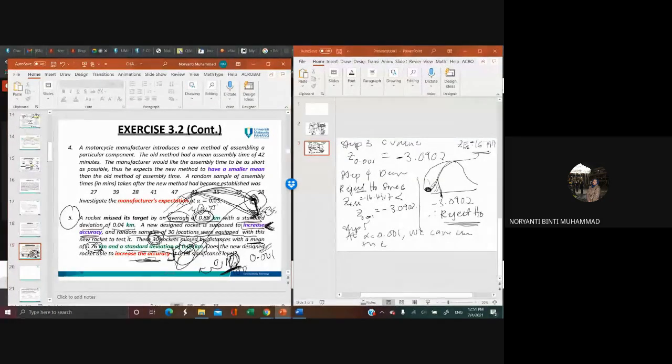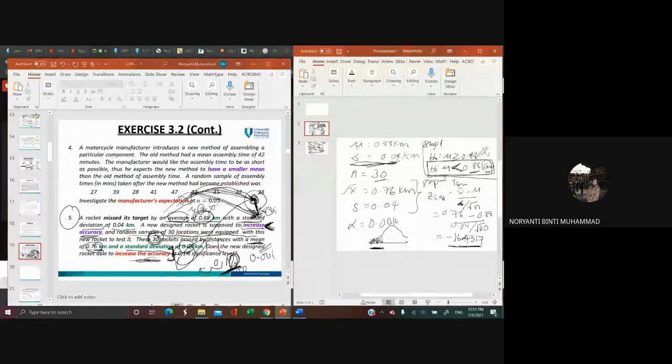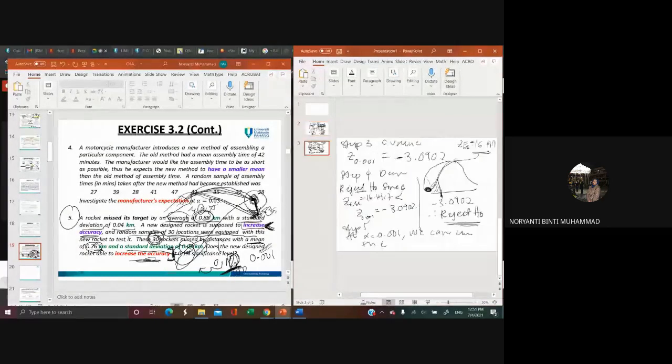You ambil ayat ni balik, sebab this is ayat claim. Ayat at step 1 yang H1. Right? And then kita do not reject pun this one. So bila kita tak reject this one, this is what we have. So what is the conclusion? The new design rocket able to increase the accuracy.